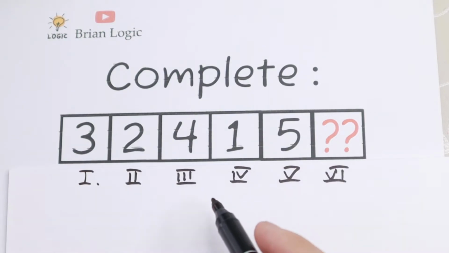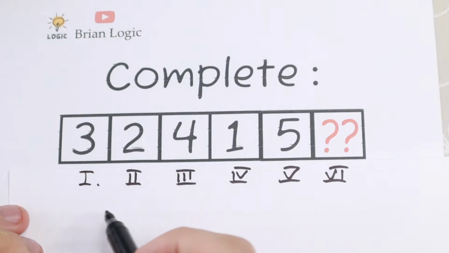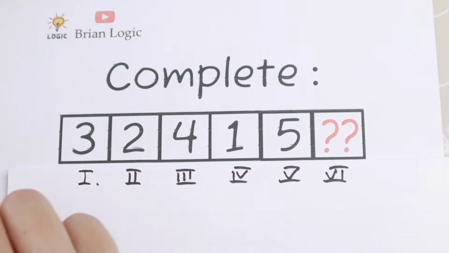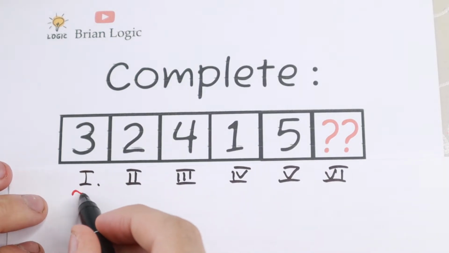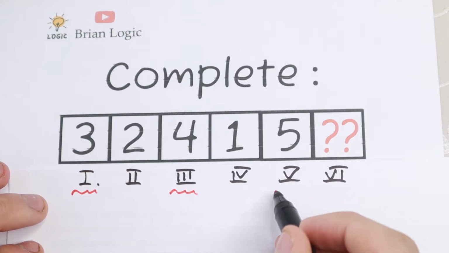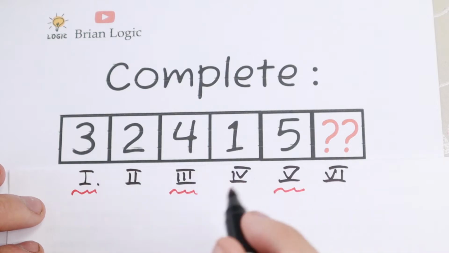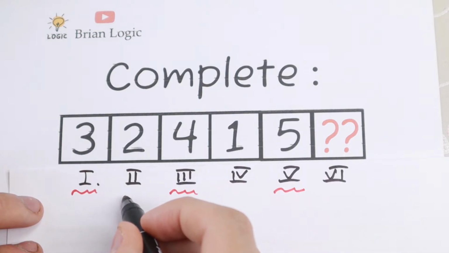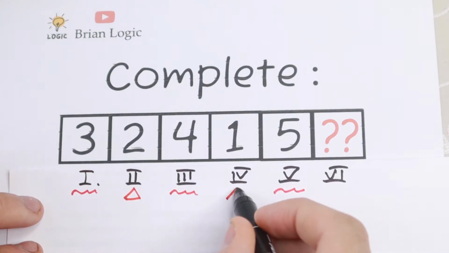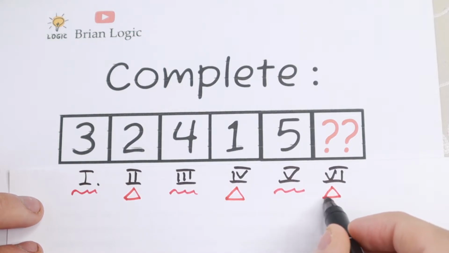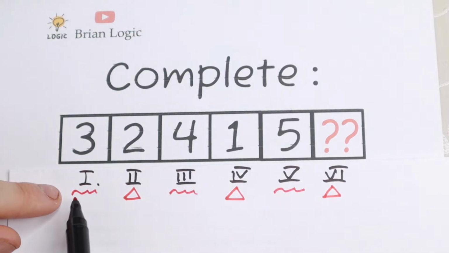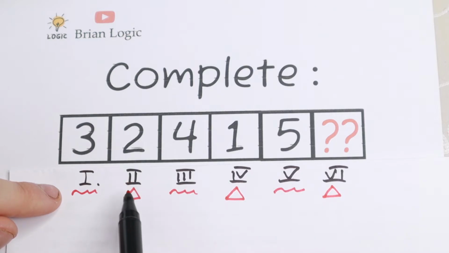If we are talking about odd-numbered positions, so this is our odd order, 1, 3, 5, and this is our even order. I write it, for example, in another way, as triangles. These are our even positions. So as you can see, these waves are the odd positions and these triangles are the even positions.